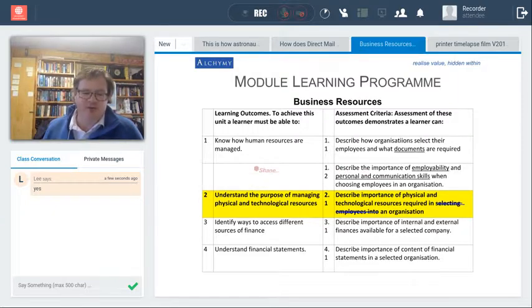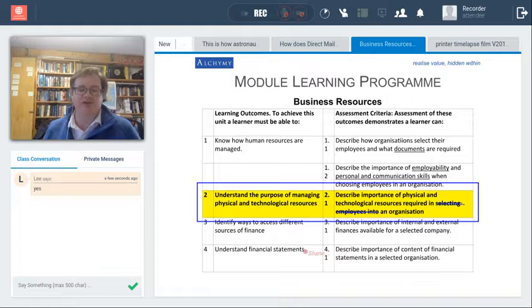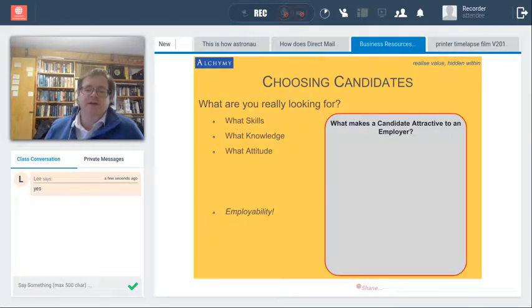But this is our focus today, around these elements here: understanding the purpose of managing the physical and technological resources in an organization, describing the importance of these resources, and then how we manage them in the organization.